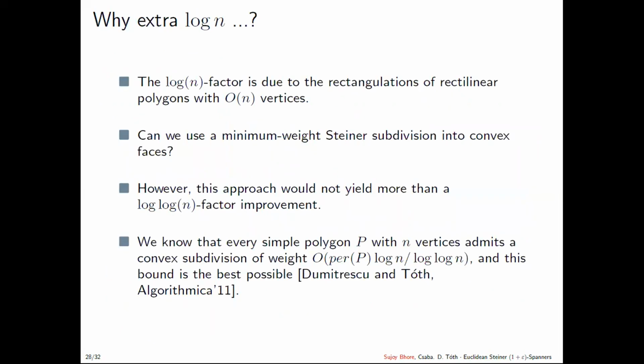So the question is, can't we remove this log n factor, at least not with this approach, because this log n factor is coming from these rectangulations of the rectilinear polygon that we are doing on order n vertices. So one may ask why don't you do any other type of subdivision, for example, subdivision into convex faces? Well, maybe it is possible to improve the log n, but we know that it won't be possible to improve it more than a log n factor, because there exists this result of Dumitrescu and Tóth from Algorithmica 2011, where we know that every simple polygon P with n vertices admits a convex subdivision of weight the perimeter of P times log n divided by log log n, and this is the bound that is sort of best possible.